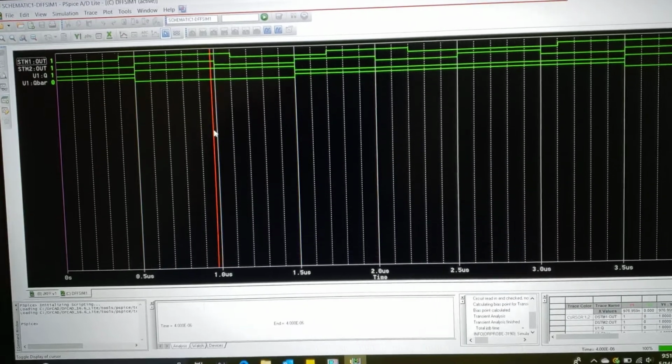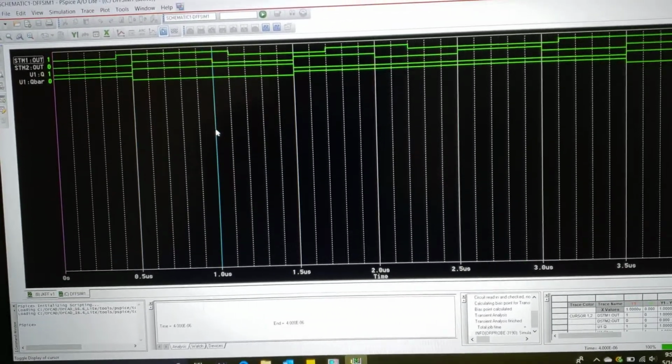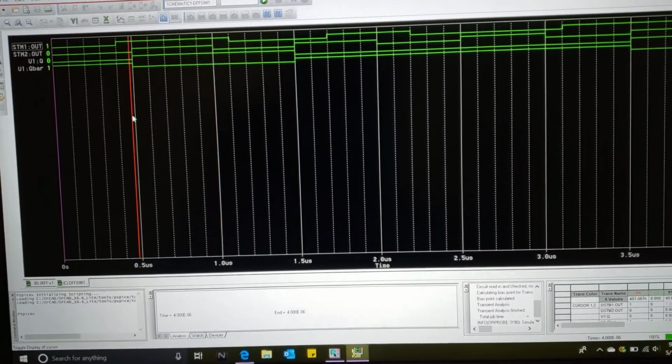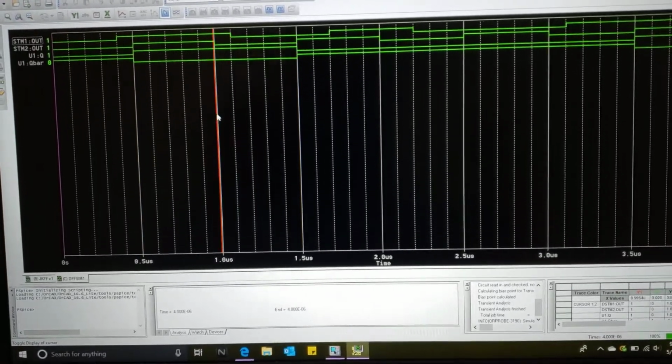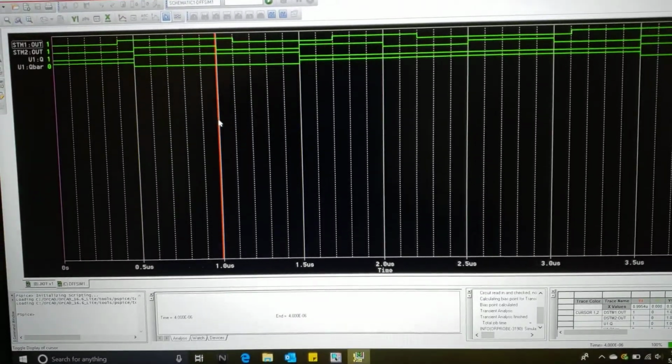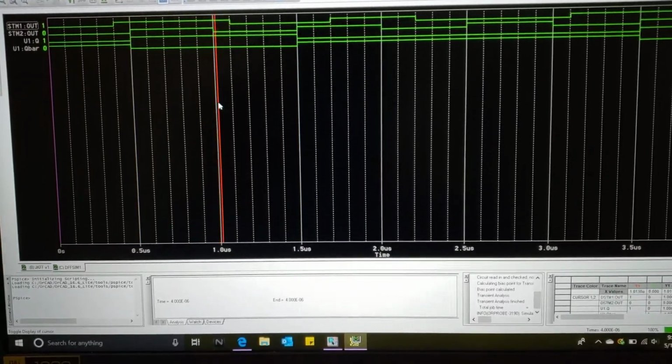We continue down this way to 1 microsecond. Sorry, the other one was 0.5. I don't know if I said that. We come down to 1 microsecond. Because data stays at 1 but clock changes, our outputs don't change.